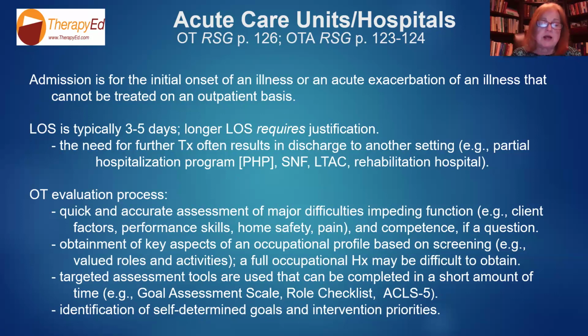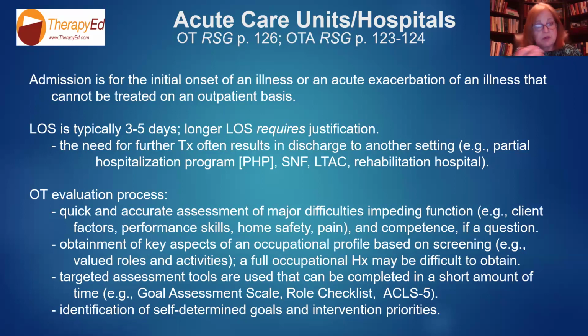The occupational profile, I know the occupational profile is very important and obtaining the full occupational history is important. The likelihood that's not going to be attained in acute care. You don't have the time. But you may, on screening, ask what is the most important thing for you to be able to do for you to go home? What is the most important thing you do at home? What's the thing that gives your life most meaning? So targeted assessments, either those open-ended questions that really target the most important thing to engage them in treatment, or using the goal assessment scale, which is specifically developed for acute care to get the person engaged in their goals.